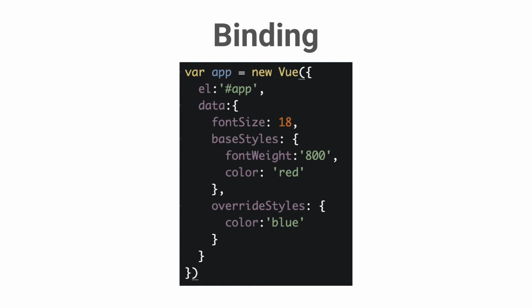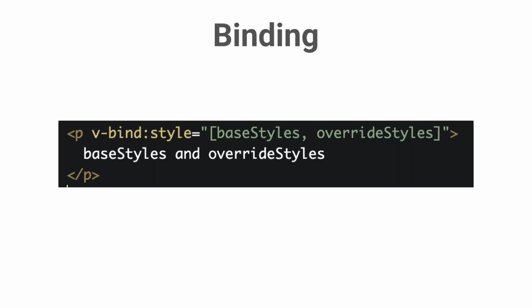Rather than having all the styles in the inline expression, we can keep a styles object in the data model and apply it to the v-bind:style directive as well. If needed, we can add multiple style objects to the v-bind style directive. In the data model, I have 2 style objects, base styles and override styles. In the template, I simply provide an array of the style objects that should be applied. In the array, I'm applying both styles. Note the importance of the order of the items in the array, with latter items overriding the previous ones.